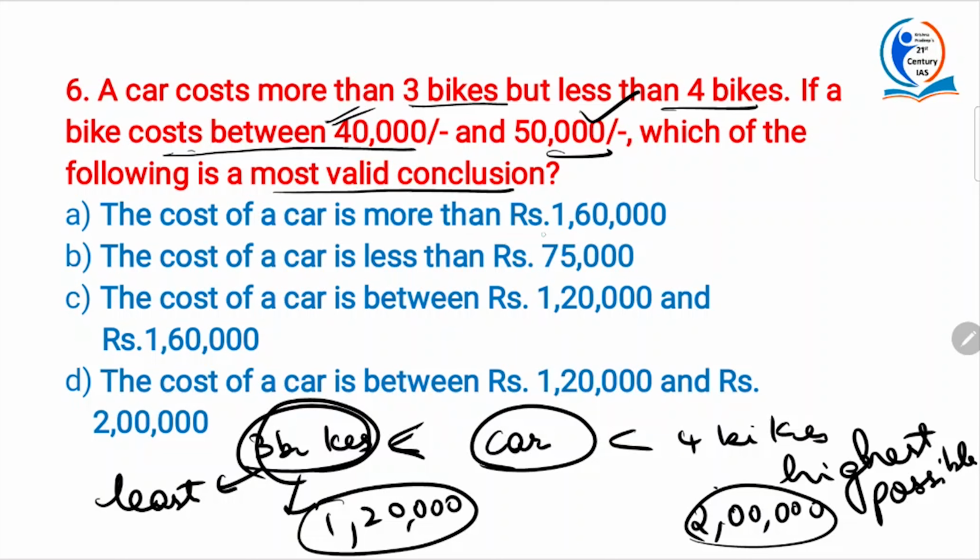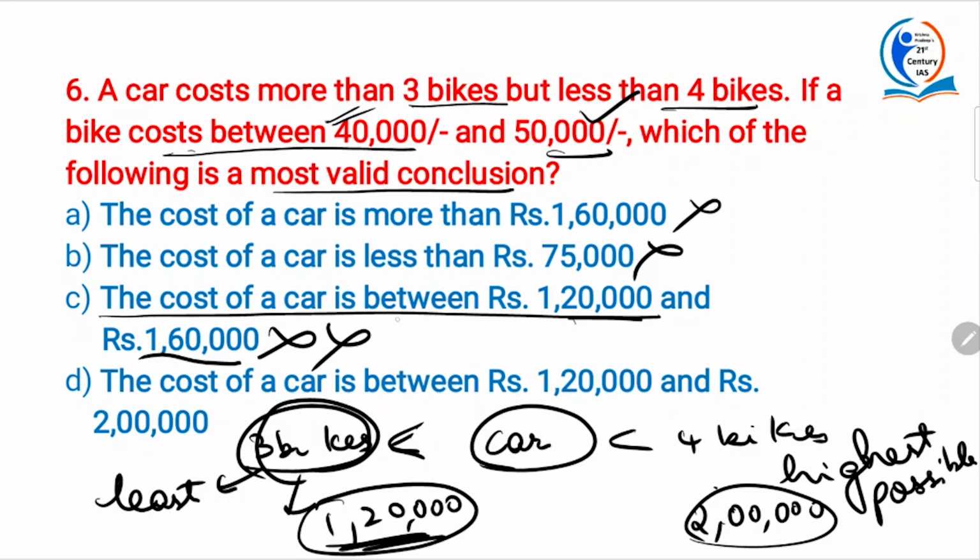Now the cost of car is more than 1,60,000. No, this is wrong because it can be between 1,20,000 to 1,60,000 also. The cost of car is less than 75,000. No, the cost of car is in between 1,20,000 and 1,60,000. This is wrong. Most of you will read till here and mark it correct. This is wrong because this value is also to be considered. The cost of car is in between 1,20,000 and rupees 2 lakhs. This is the right answer.